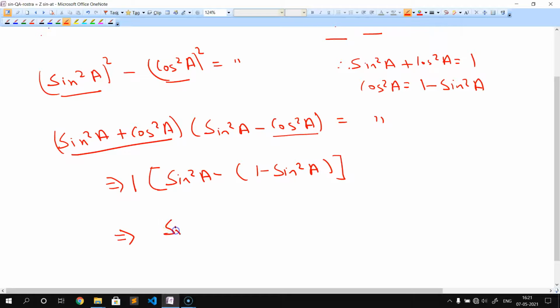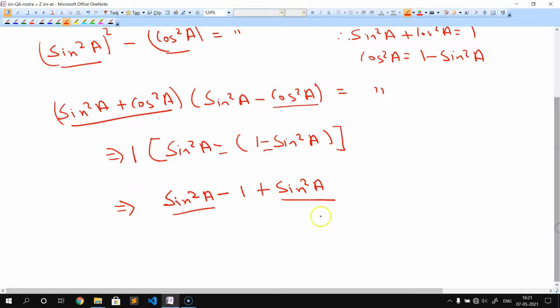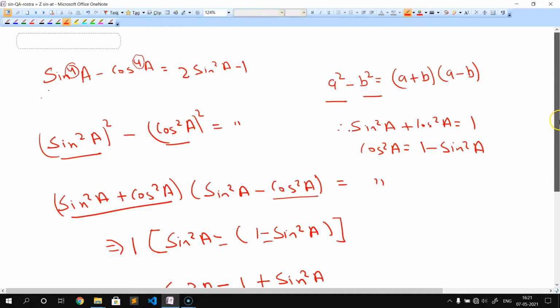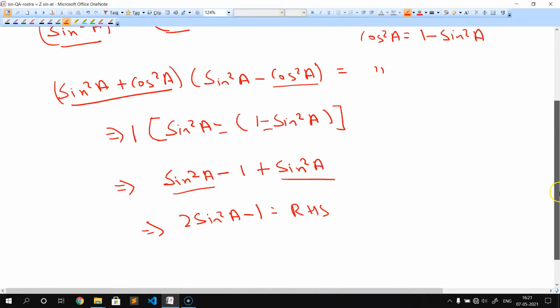So it will become sine square A minus 1, and this minus and minus will become plus sine square A. Here sine square A and here sine square A, they will add up to form 2 sine square A minus 1, and that's what we have to prove, equal to RHS, 2 sine square A minus 1.